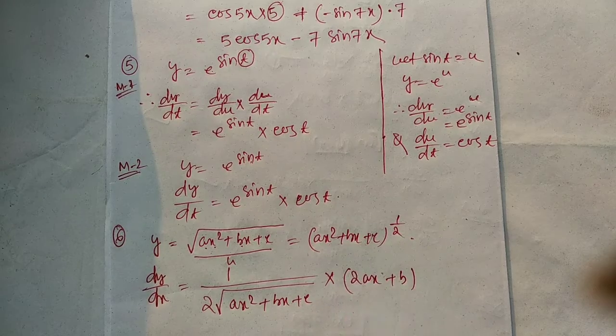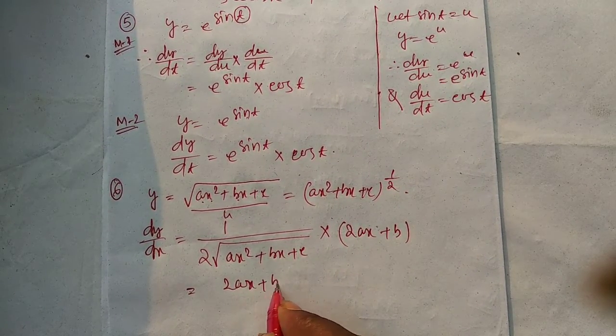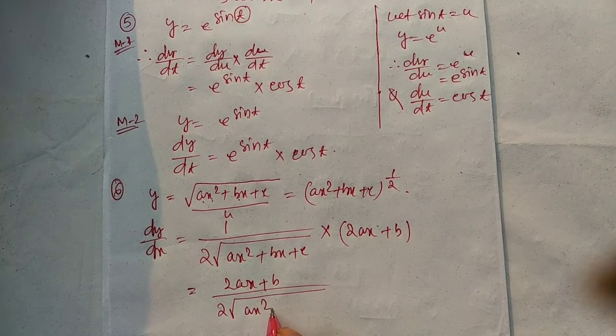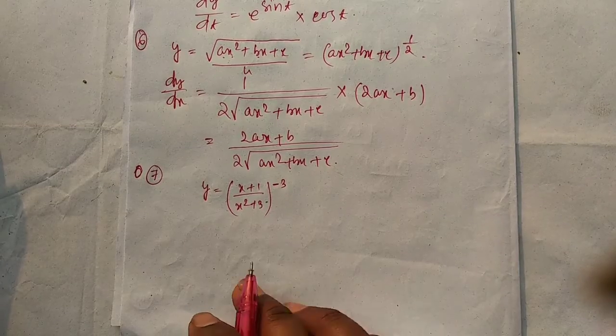Okay, so our final answer will be how much? 2ax plus b by 2 square root of ax square plus bx plus c. This is our direct answer. Let's solve one more problem.